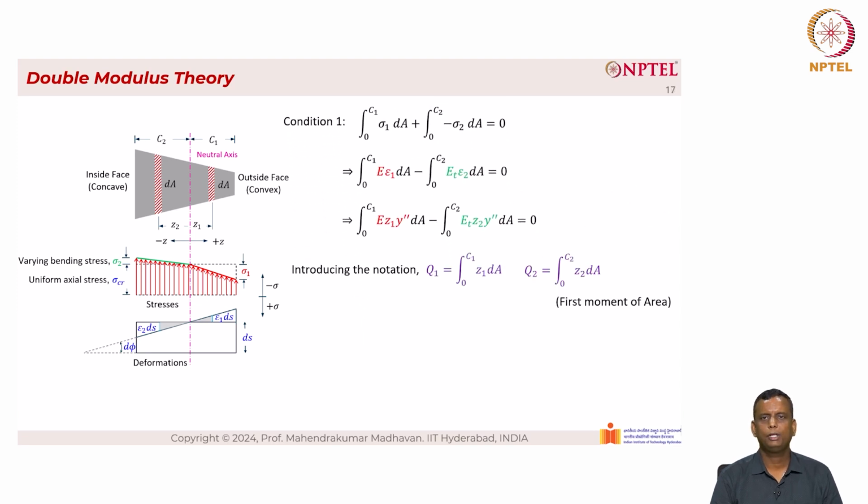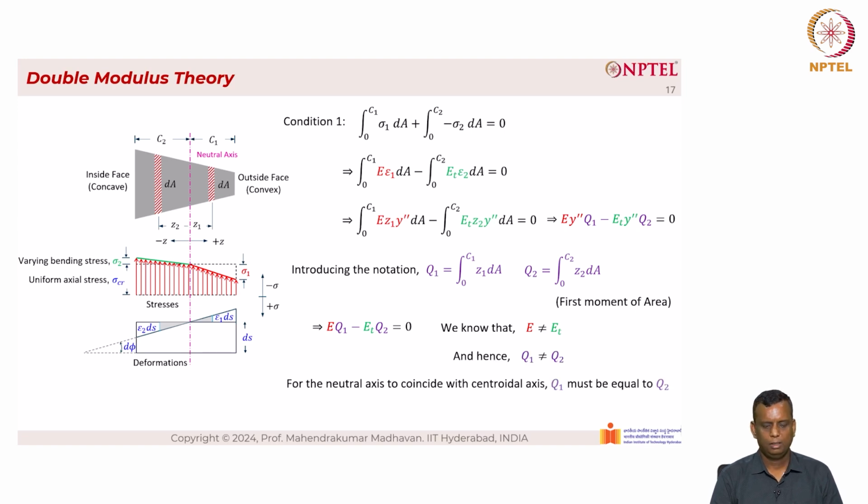Introducing the notation Q1 equal to integral 0 to c1 z1 into dA and Q2 equal to integral of 0 to c2 z2 into dA, which is the first moment of area. So the above equation can be further simplified as E y double dash into Q1 minus E sub t y double dash into Q2 is equal to 0. So E Q1 minus E sub t into Q2 is equal to 0. We know that E is not equal to E sub t, which is the Young's modulus is not equal to the tangent modulus. Hence, Q1 cannot be equal to Q2. For the neutral axis to coincide with the centroidal axis, Q1 must be equal to Q2. This implies that the neutral axis doesn't coincide with the centroidal axis.